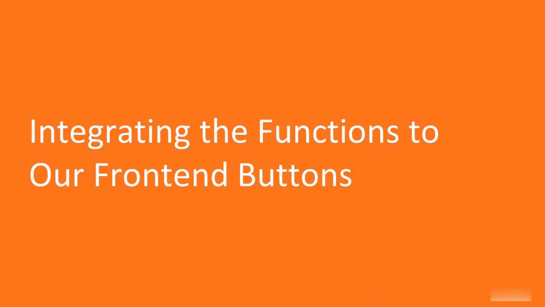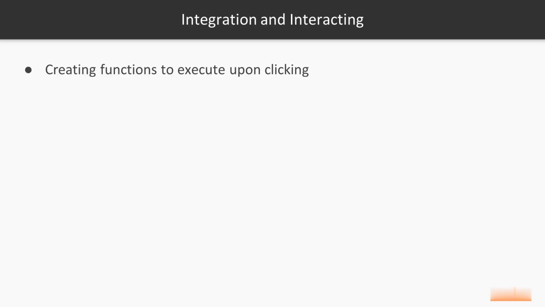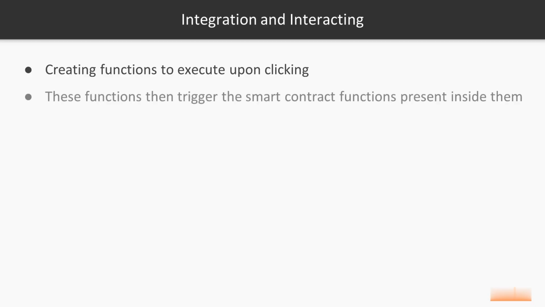Hello everyone. So today in this video, I'll be explaining about the function integration into our front end, how to create asynchronous functions. Web3 doesn't allow synchronous functions as of now. I'll be explaining how to interact with the blockchain using our front end. We'll be creating functions to execute upon clicking a button. These functions then trigger the smart contract functions present inside them.